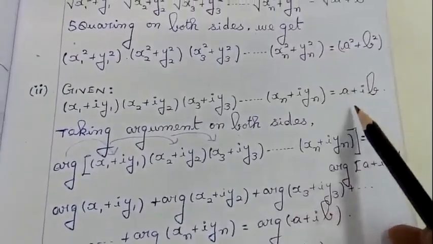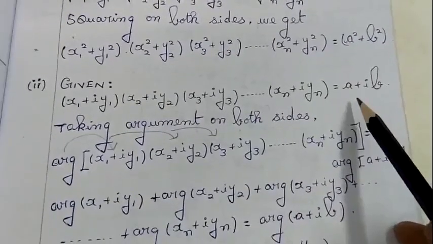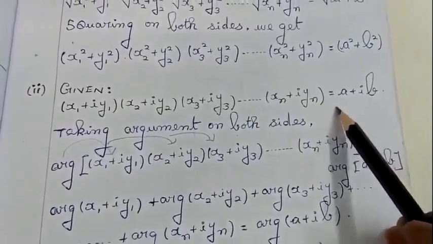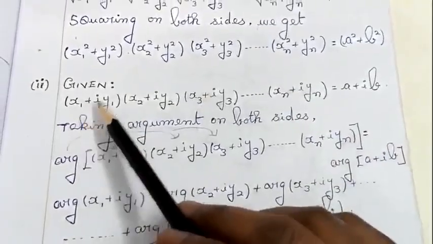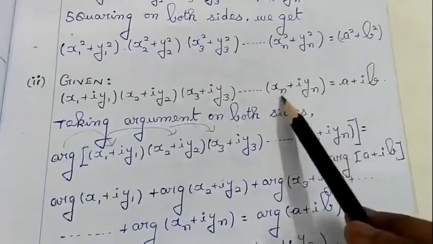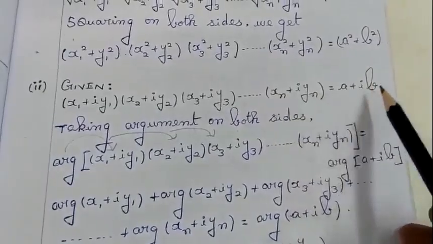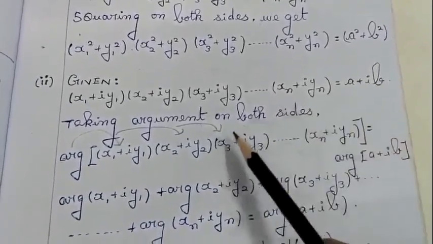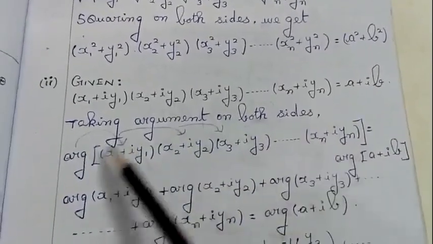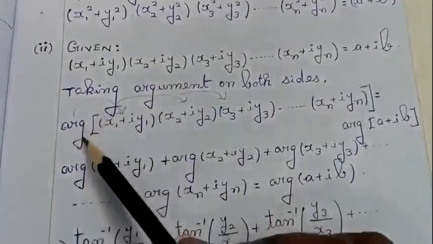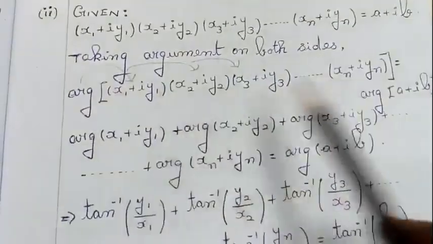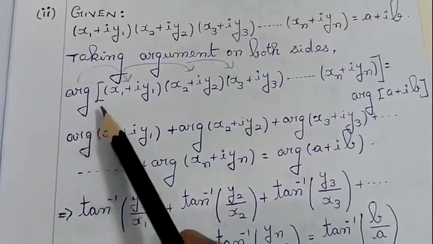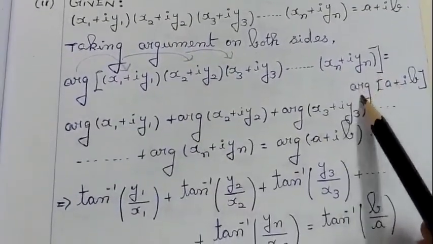Second question. What is the second question they have given here? They have asked you to prove. Again I am going to take the given condition, that is x1 plus iy1 and so on till xn plus iyn equals a plus ib. For the second proof, what I am going to do is take the argument on both sides. Arg is nothing but the short form of argument. Taking argument on both sides, for the left hand side I am taking only one argument, equal to argument of a plus ib.